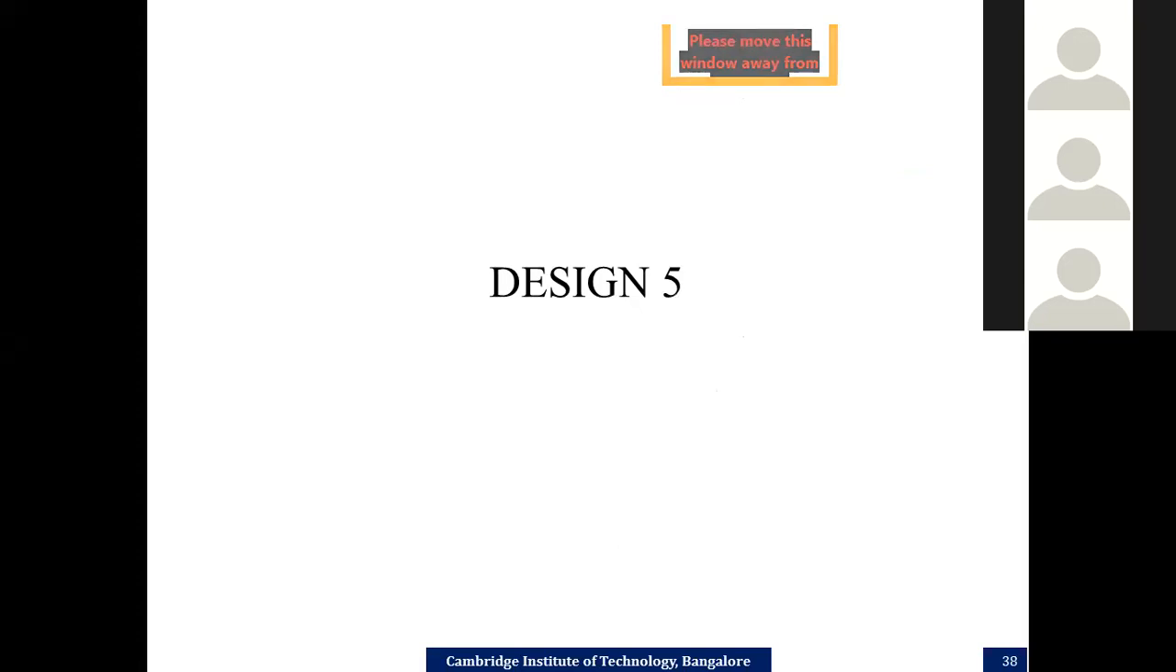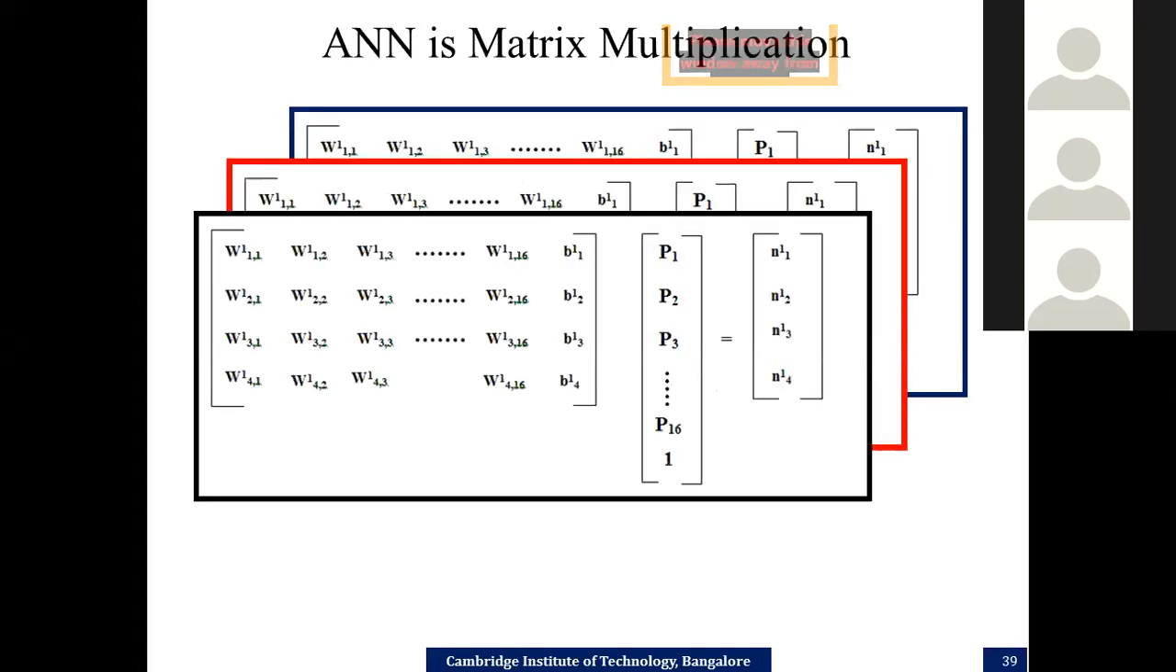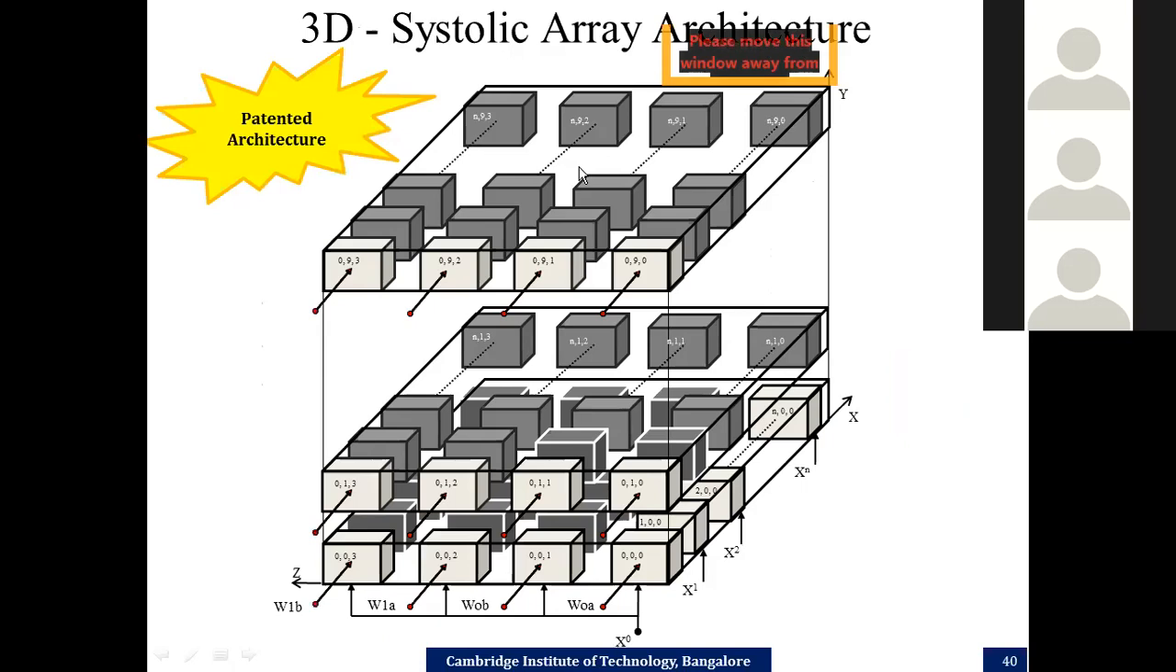This is design 5. In design 5, what is actually done? See, ANN is actually matrix multiplication. So if you take the weights, multiply by the inputs, multiply weights, multiply neurons, this is again a simple matrix multiplication. We have implemented a 3D systolic array architecture. Again, the weights are entering from one side, inputs are entering from the other side.